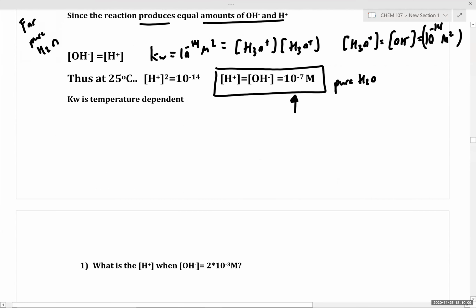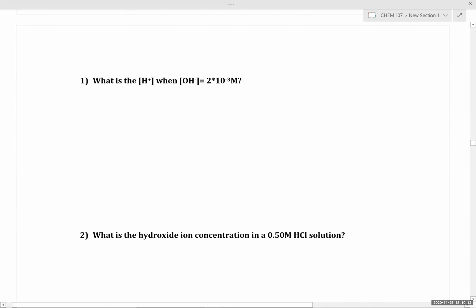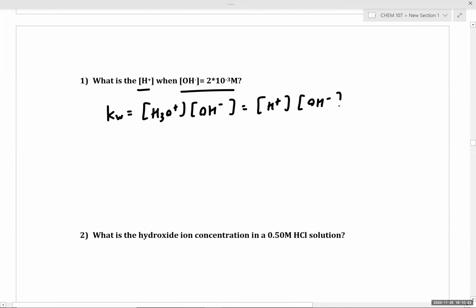So let's keep going now, and let's show how we can utilize this Kw expression to model the concentration of hydronium and hydroxide at equilibrium. So in the first question, we're asked, what is the concentration of H plus when the concentration of hydroxide is 2 times 10 to the negative 3rd molar? So we know that Kw is equal to the concentration of H3O plus times the concentration of hydroxide, and it can also be written as the concentration of H plus times the concentration of hydroxide, and Kw is 10 to the negative 14th molar squared.